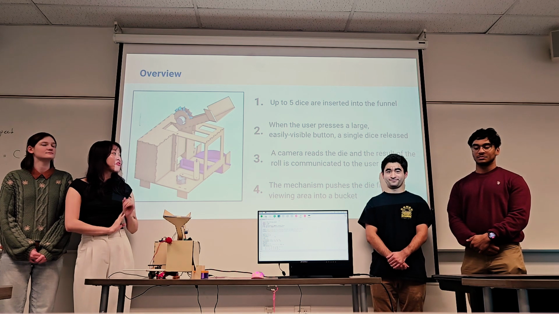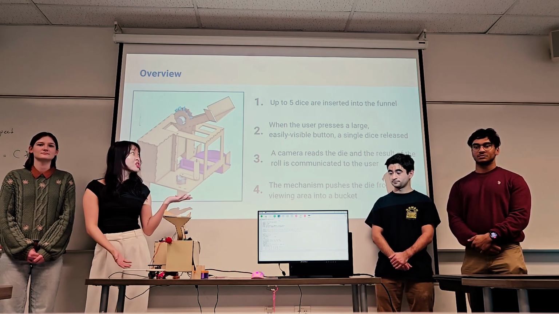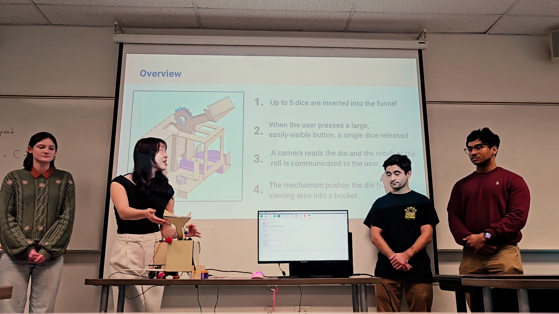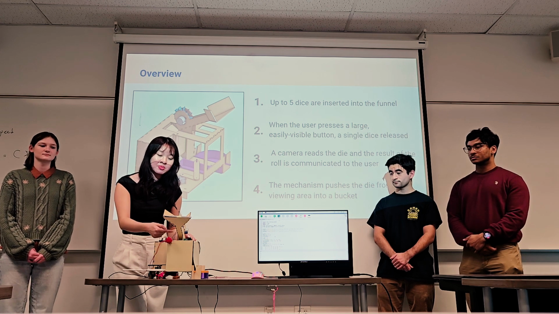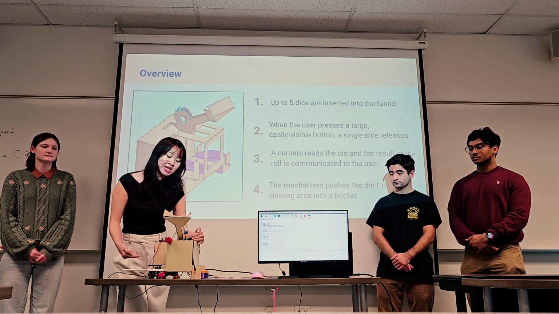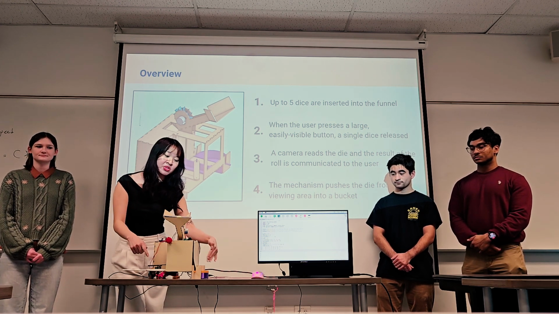And we also have four main goals to accomplish for this project. The first one is for our funnel, we wanted to be able to load 5 dice. And then we also have a button that when a user presses it, it's able to dispense 1 dice at a time. And we also have a camera that's able to read and count the die. And we also have a pusher that's able to push the dice off into the bucket from the viewing area.